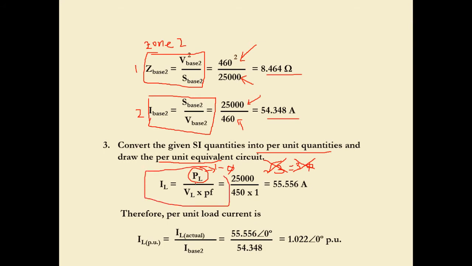Okay, so we arrange, we have IL equal to PL over VL cos theta, or power factor. This is cos theta. So PL is 25 kW over 450. This is the load voltage, and this is the power factor at the load. Everything occurs at the load. Remember, L stands for load. This is taking place at the secondary part of the transformer.